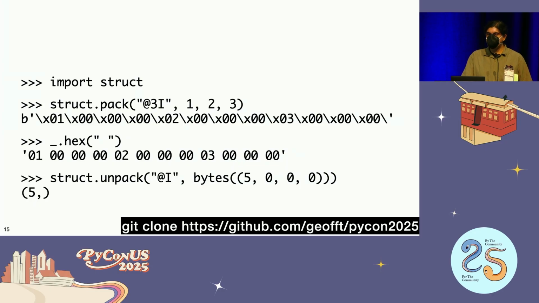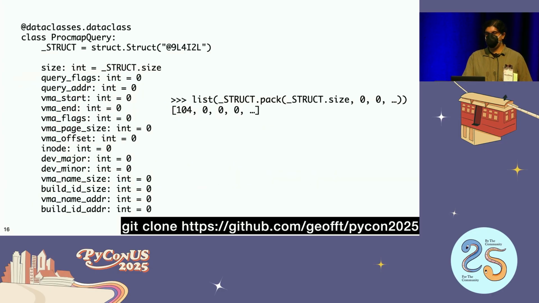So I'm going to go back to my data class I just defined for this structure. And I'm adding a little constant here. I'm actually going to make a compiled struct object. This is sort of the struct equivalent of re.compile to make this easier. And so right now, this is saying I want to pack 9 longs, meaning 64-bit, 4 integers, meaning 32-bit, 2 more longs at the very end. And so this corresponds to the C structure we saw.